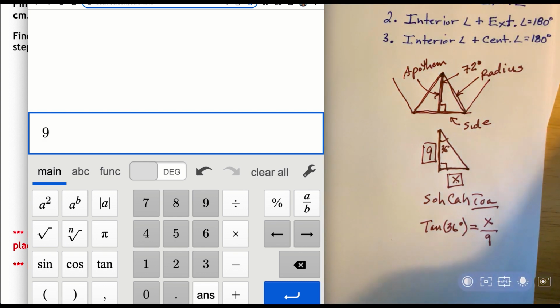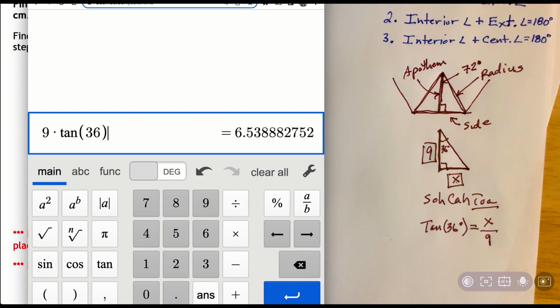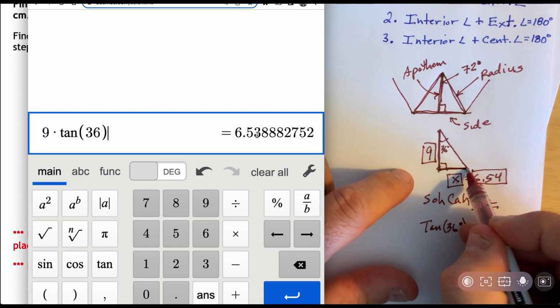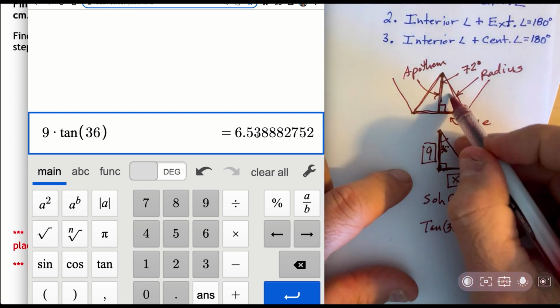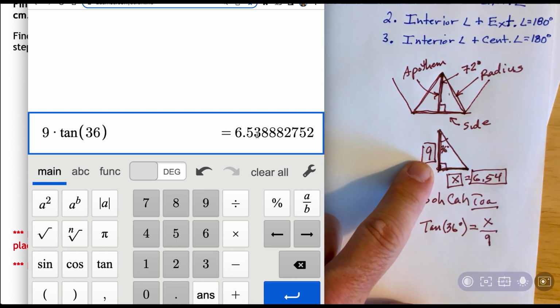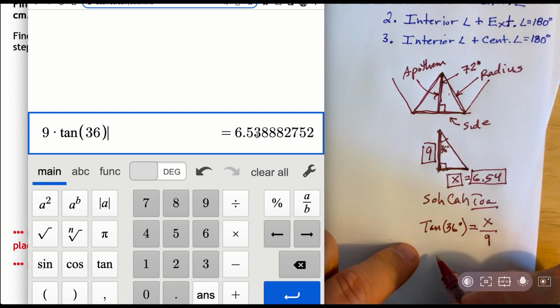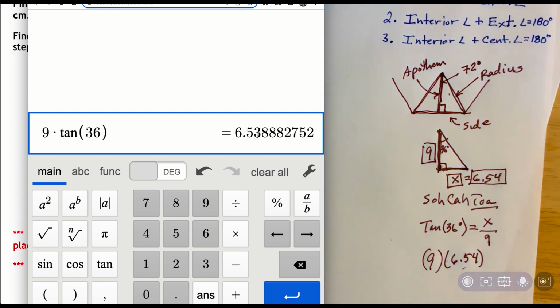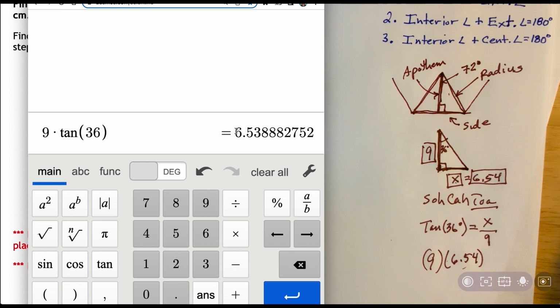Let's do that now in our calculator. So 9 times the tangent of 36. When I do this, the answer comes out to be 6.54. Now, like I said, if I know the answer for this side and this side, those are the 2 things of the wedge you're trying to find. So then I'll just take these 2 numbers and multiply them together. Let's do that next. I'm going to take 9 times the 6.54. Now, I would encourage you on your calculator to not round these numbers, okay? So stay with the exact decimals. I'm going to use this whole thing that I have right here.